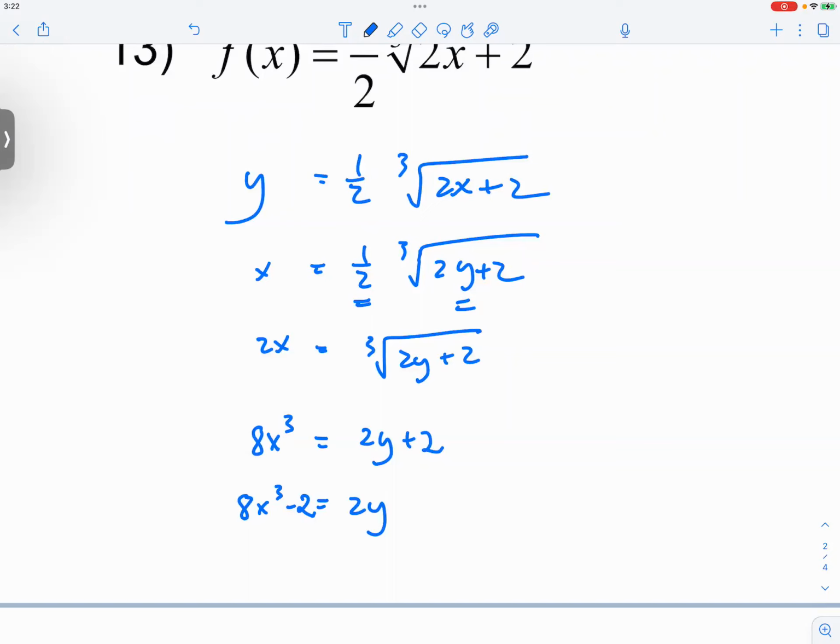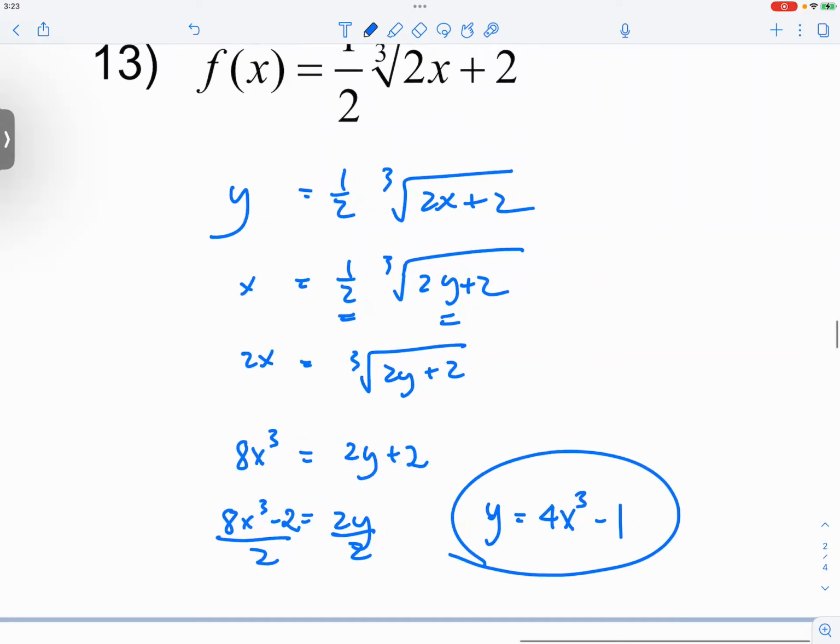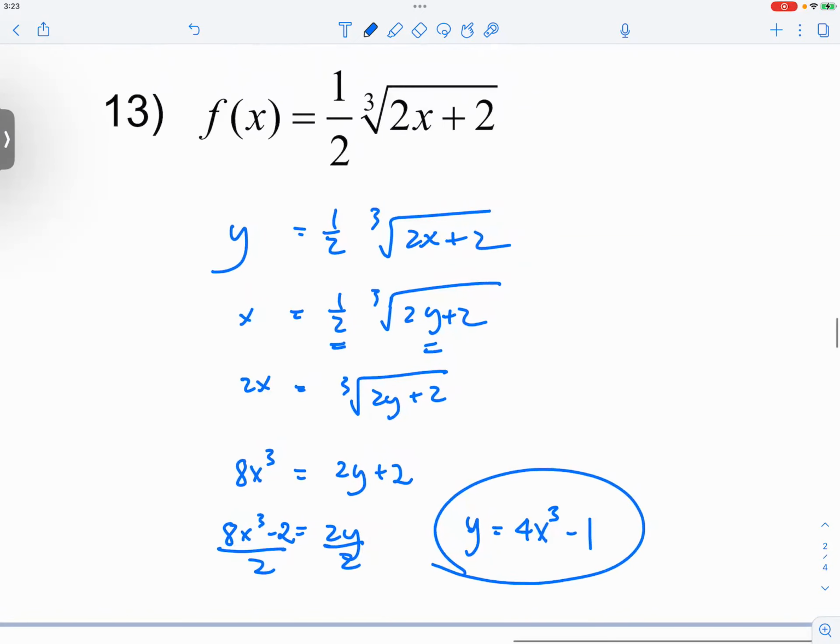And now that's a major challenge for some people because we're dividing by 2 on both sides, okay? The entire side on both sides, okay? And y is equal to what? Okay, now because we're dividing 2 on both sides and the entire side, so these two numbers will be divided by 2, okay? So it's 4x cubed minus 1. That is going to be your inverse. Okay, 4x cubed minus 1 would be your inverse right here.